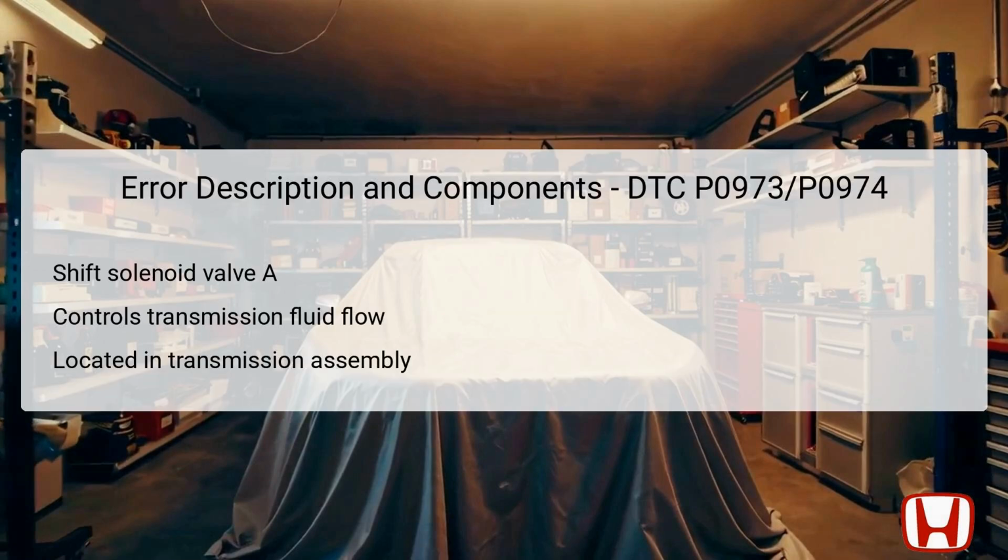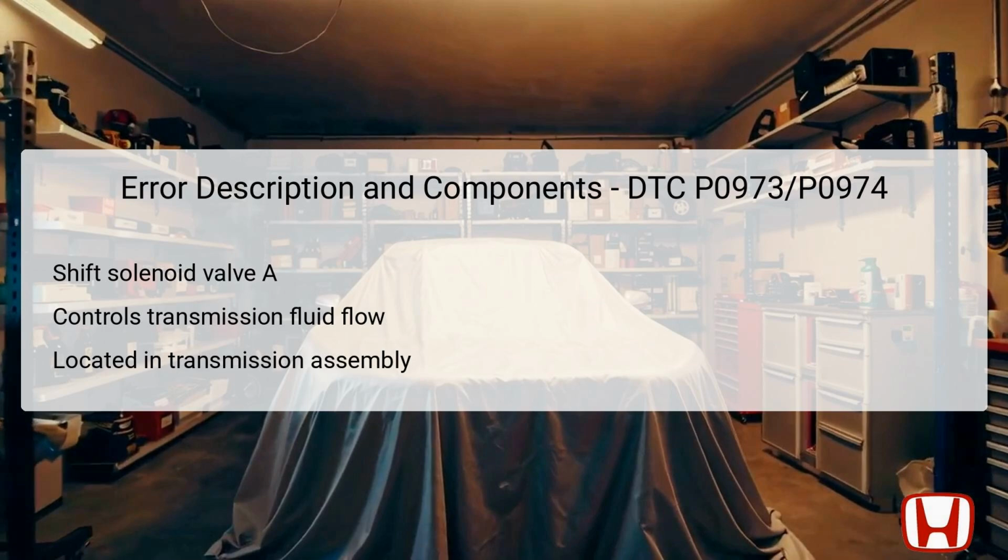The shift solenoid valve A is primarily responsible for regulating the pressure and flow of transmission fluid, which directly impacts the vehicle's shifting performance. Typically located within the transmission assembly, this solenoid works closely with other components to ensure that the appropriate amount of fluid is sent to the necessary clutches and bands during gear changes. Codes P0973 and P0974 indicate issues with the electrical signals sent to this solenoid.